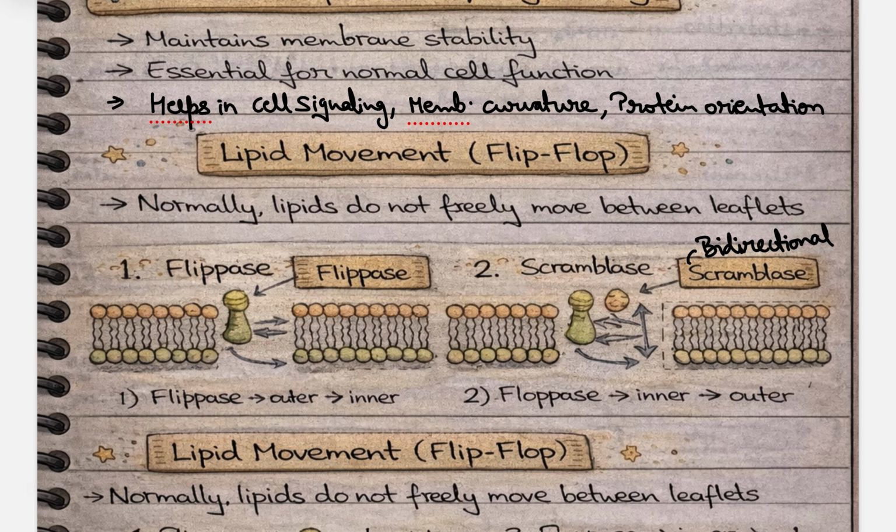Functional importance of asymmetry: asymmetry maintains membrane stability, is essential for normal cell function, and it also helps in signaling, membrane curvature and protein orientation.